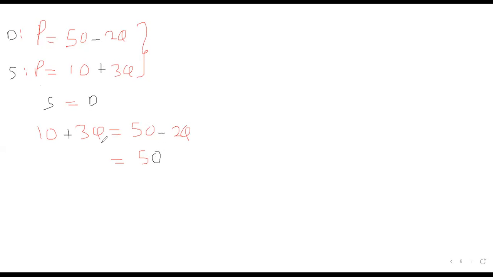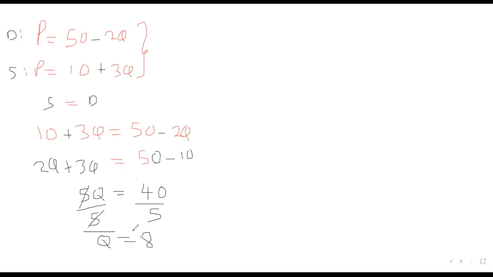So 50 here, we subtract the 10. The 3Q here, when this one comes aside, we add 2Q plus 3Q. So what are we going to have here? 5Q is equal to what? Then how do we find the Q? We divide both sides by 5. So here we cancel this, we're going to get our Q. When we divide this in there, what are we going to get? 8.